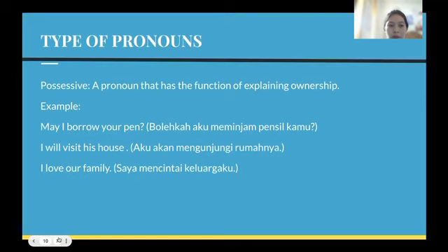Possessive: a pronoun that has the function of explaining ownership. Example: may I borrow your pen? I will visit his house. I love our family.